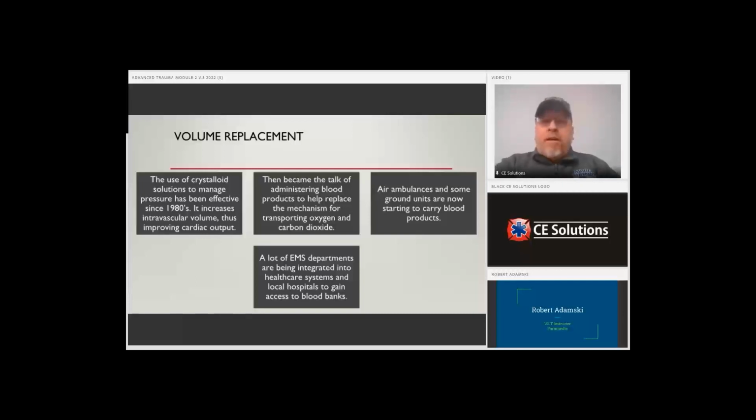So current trauma medicine therapy protocols tend to promote the use of permissive hypotension. What I mean by that is you want to maintain their blood pressure at a level where you can actually maintain perfusion of their vital organs: heart, brain, kidneys, etc.